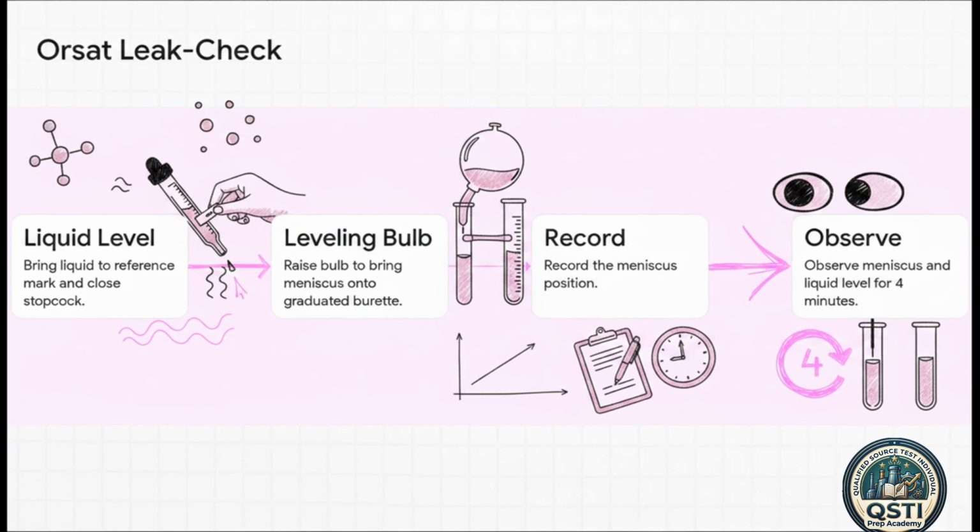Moving an ORSAT analyzer around frequently causes it to spring leaks, so running a thorough leak check on site is highly recommended. So here's the exact procedure you need to know. Step 1. Bring the liquid level in each pipette right up to the reference mark on the capillary tubing. Step 2. Close the pipette stopcock. Step 3. Raise the leveling bulb to bring the confining liquid meniscus onto the graduated portion of the burette and record its position. And finally, Step 4. You just observe both the meniscus and the pipette liquid level for exactly 4 minutes.